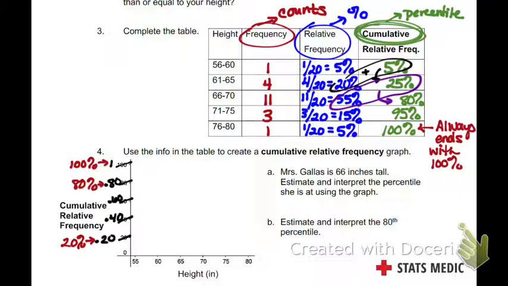All right, I want to plot this. From 55 to 60, our cumulative relative frequency was what? 5%. So 5, let's see, here's 10. So about here. How many people were 55 inches tall? None. So what percent would that be? 0. So I'm going to have my first point over here at 55 at 0.